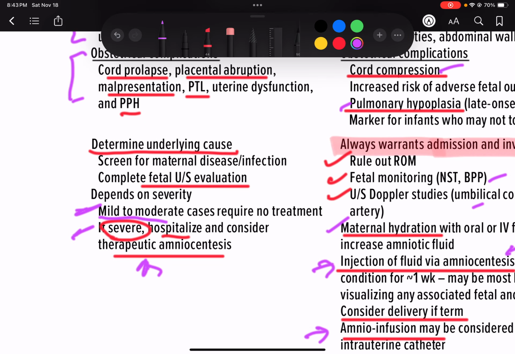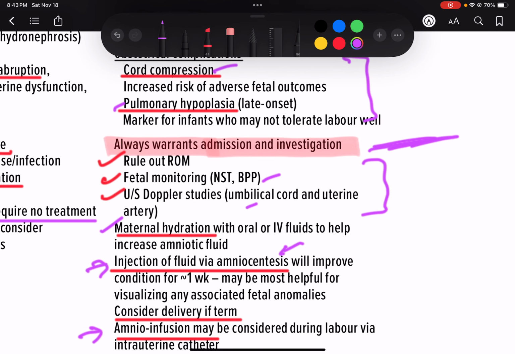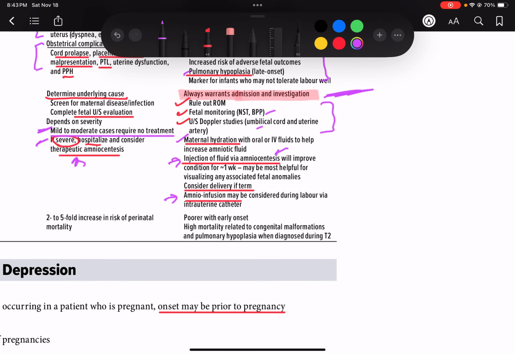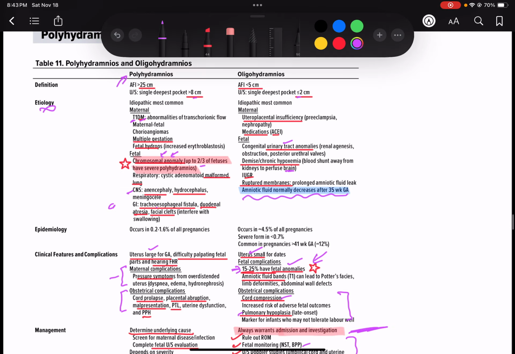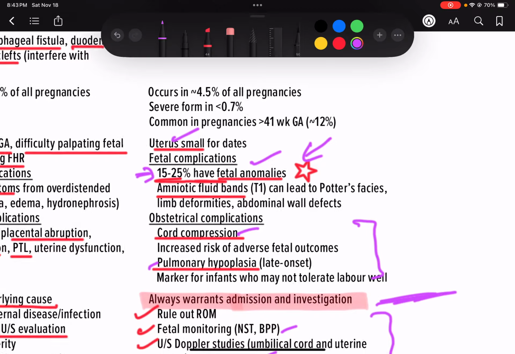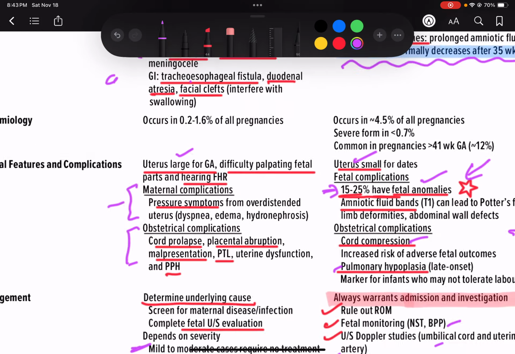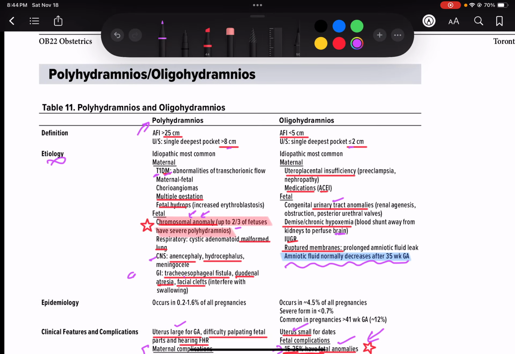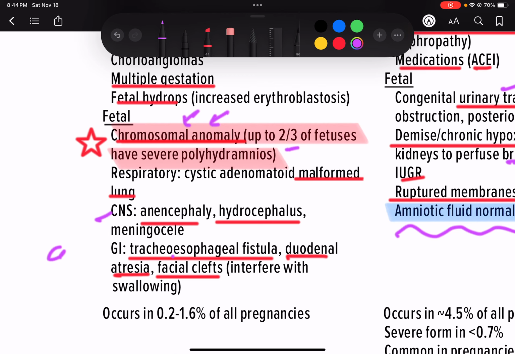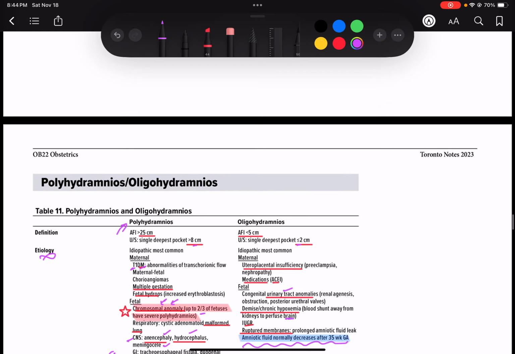In polyhydramnios, mild to moderate cases require no treatment, but in oligo, you have to be more careful. And in poly, the prognosis is a 2 to 5 fold increase in risk of perinatal mortality, but in oligo, it's poorer with early onset, high mortality related to congenital malformations. So it causes malformations. The complications are higher in oligo. In poly, the complications are not that bad and not that specific, but poly occurs because of the poor prognosis already. Because if there's already anencephaly or hydrocephalus or meningocele, then what can we expect next?